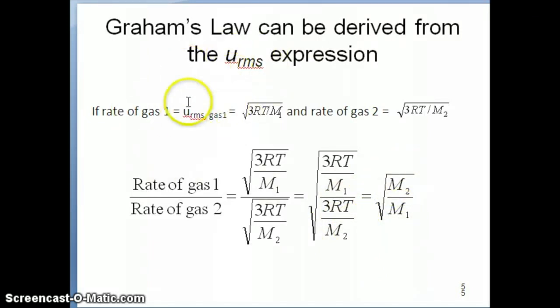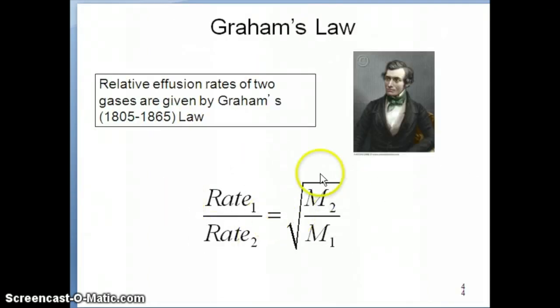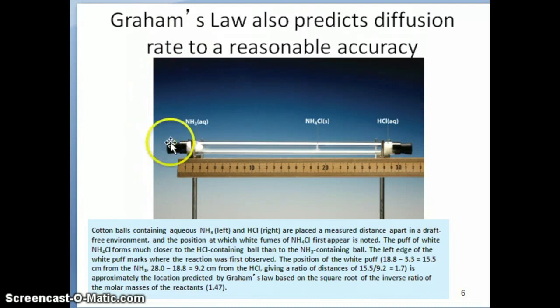We started with the kinetic molecular theory expression of velocity, and what we get at the end is that rate of gas 1 over rate of gas 2 is equal to the square root of M2 over M1, and that is exactly what Graham's law is. In practical terms, what is the use of Graham's law? Well, you can use it to estimate diffusion rate.